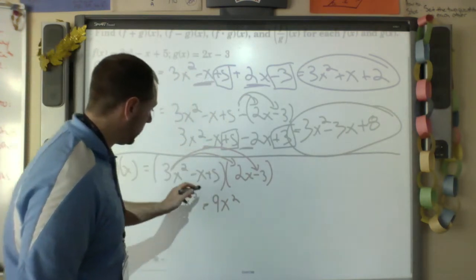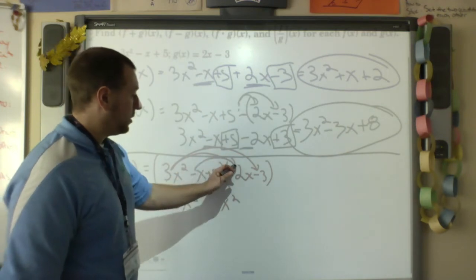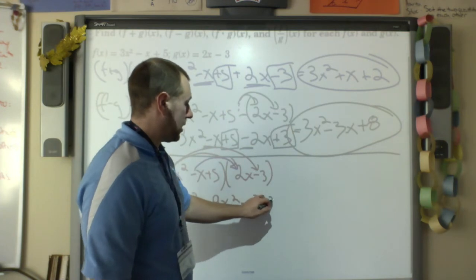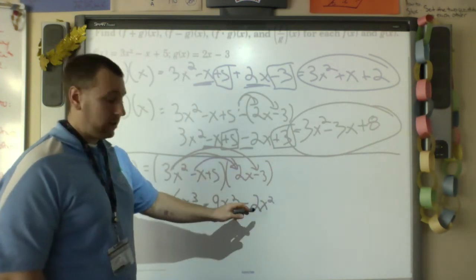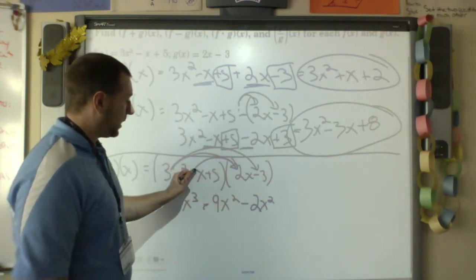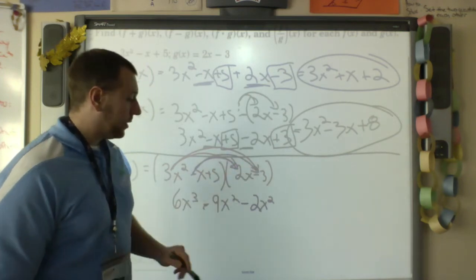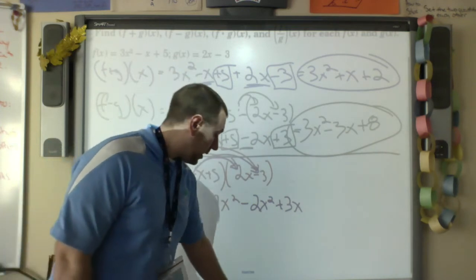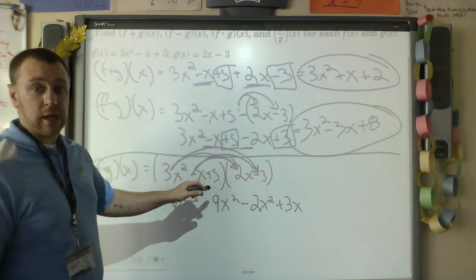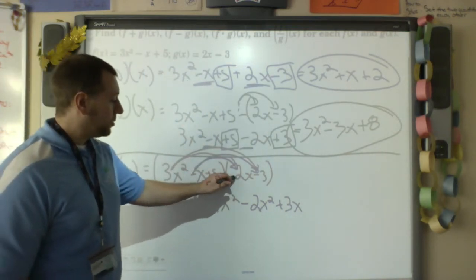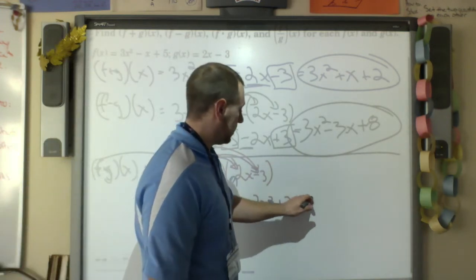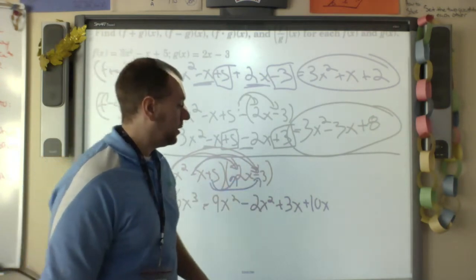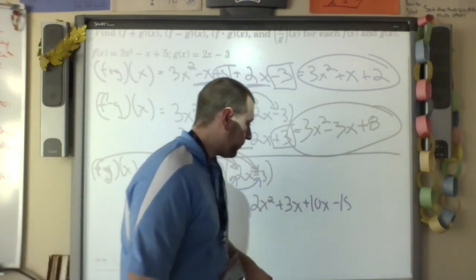Now I distribute in this negative x to this 2x minus 2x squared. Whenever I'm multiplying two x's, there's an x squared. And then negative x times the negative 3 becomes a positive 3x. And then my final is the last 5. 5 times 2x is 10x. 5 times negative 3 is negative 15.